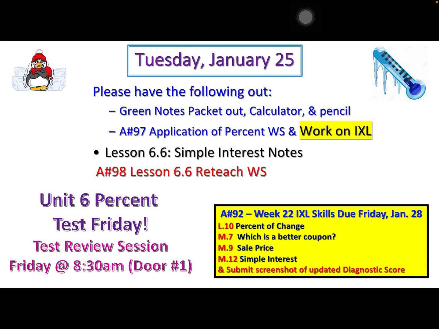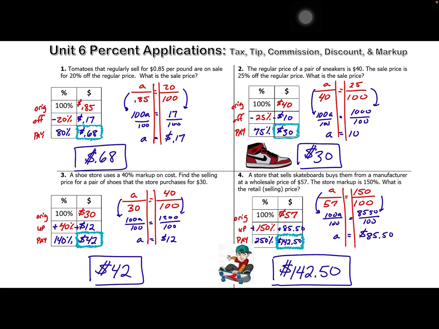And just a reminder, your Unit 6 test is this Friday, and this is Mr. Baker, I will be holding a review session that any student is welcome to attend on Friday morning. Just meet at door 1, just outside the front office at 8:30, and we will be reviewing for the test that day. All right, so this is your homework assignment from yesterday, and this is a good review of quite honestly just about everything on the test.